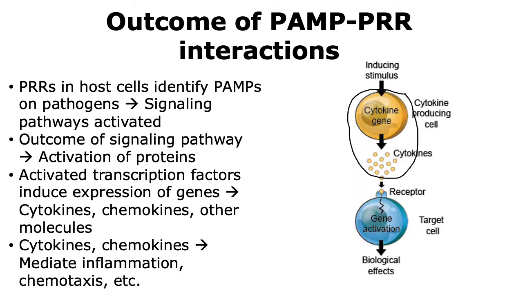The cytokines and chemokines that are formed by the cell that is responding to the presence of a PAMP are released in the environment. These cytokines that are released in the environment can mediate their effects on target cells that will have receptors that can sense the presence of the cytokines in the environment. These cytokines and chemokines can mediate physiological processes like inflammation and chemotaxis by binding to their appropriate target cells.